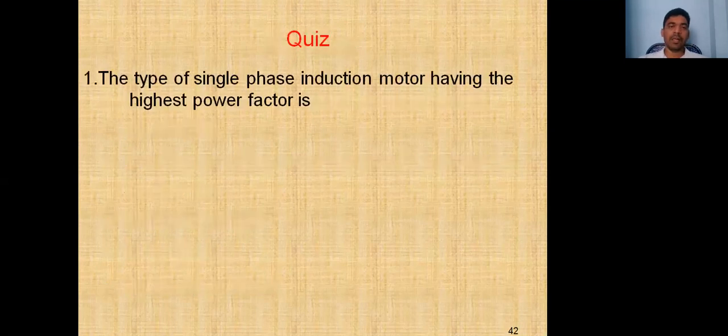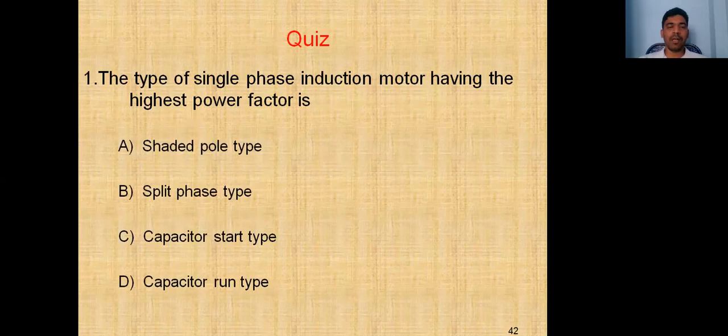The type of single phase induction motor having the highest power factor is option A, shaded pole type motor, option B, split phase type motor, option C, capacitor start motor, option D, capacitor run motor. Answer: capacitor run motor.